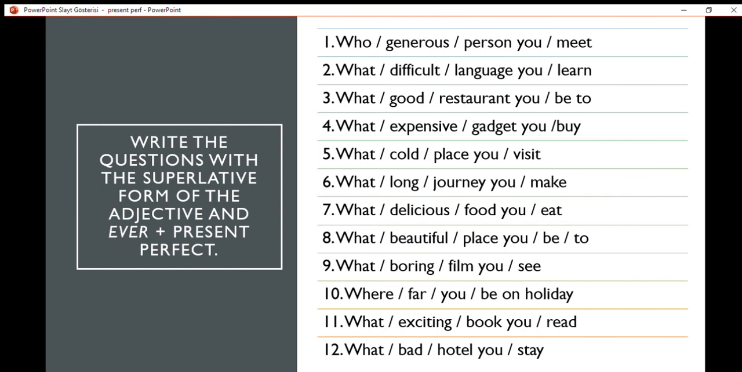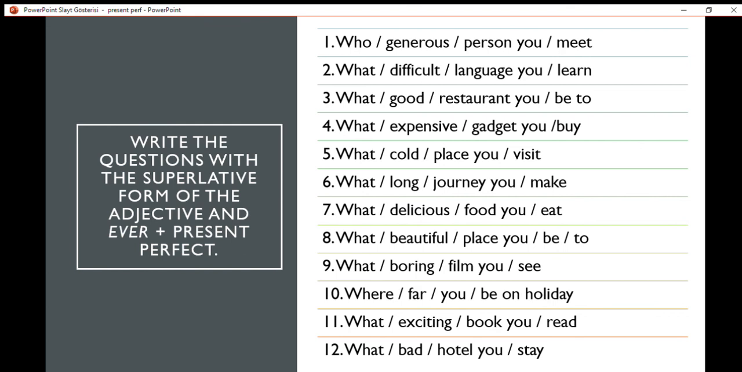And the last exercise that we're going to do in this video for present perfect tense is writing questions with the superlative form of the adjective and ever with present perfect tense. Now this is like a combination of 2 topics, superlative and present perfect. First, I'm going to do the first one as an example, and then you'll have 11 more examples to do on your own.